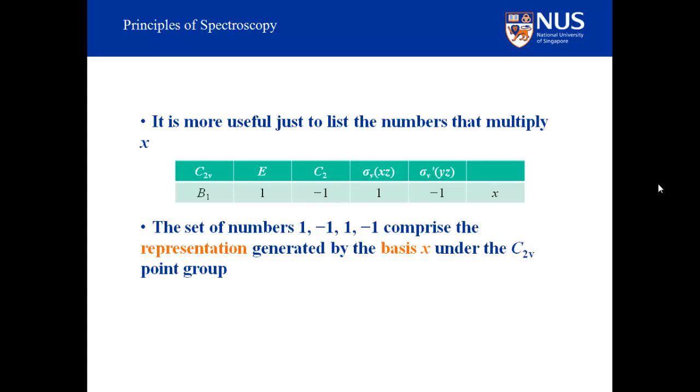The set of numbers 1, minus 1, 1, minus 1 comprise what is known as the representation generated by the basis x under the C2V point group. They also comprise what is known as the character of symmetry species B1.